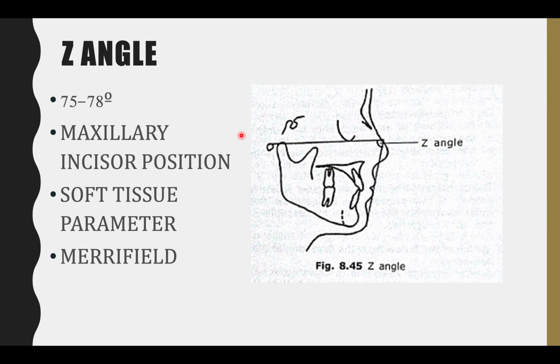Okay, so this gives you the information regarding maxillary incisor position, because it gives the support to your upper lip. Okay, this is a soft tissue parameter and it is given by Merrifield, and the normal value ranges between 75 to 78 degrees. Okay.